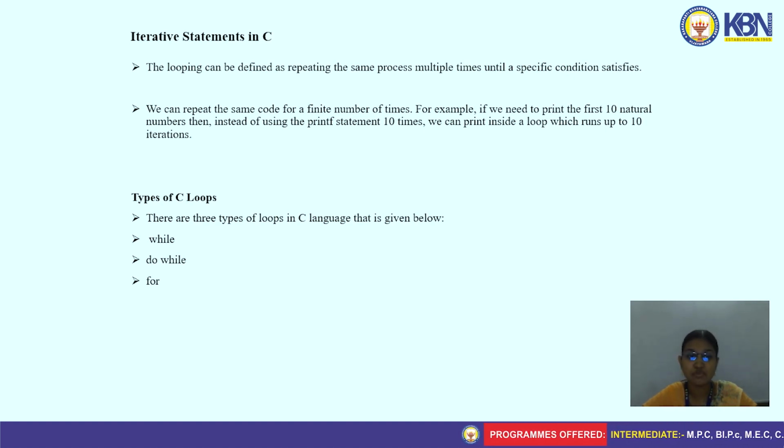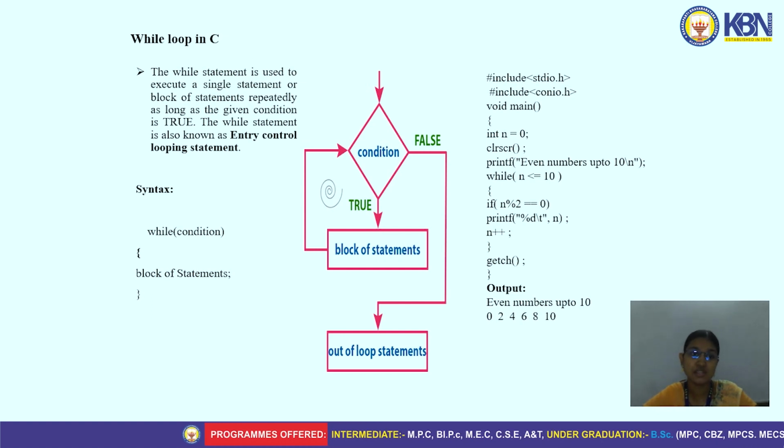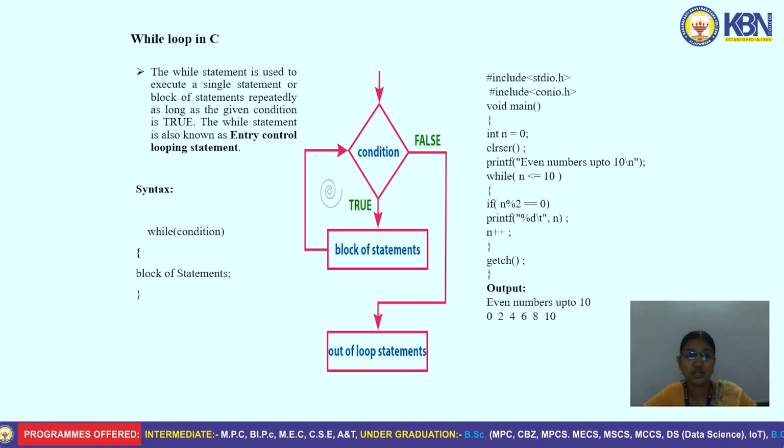There are 3 types of loops. First one is the while loop, second one is the do while, and third one is the for loop. Let's see the while loop. The while loop is also known as an entry control looping statement. Why is it an entry control looping statement? First of all, it has to check the condition, and only then will it enter the loop. Otherwise, if the condition becomes false, it will not enter the loop. The while statement executes a single statement or a block of statements, repeating until the condition becomes false.